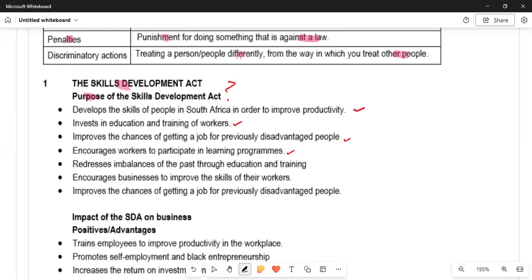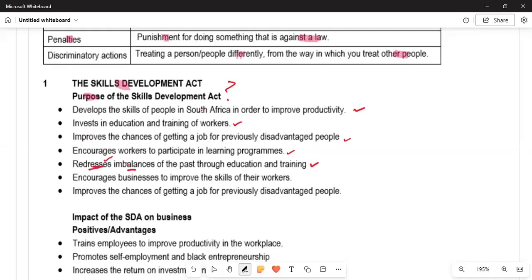Whenever we say redress, the word redress means that those people who were wrongly not treated perfectly are now going to get things right. So that is why we are saying redress. Wrongly treated people are now going to be put right. So, redress imbalances of the past through education and training.